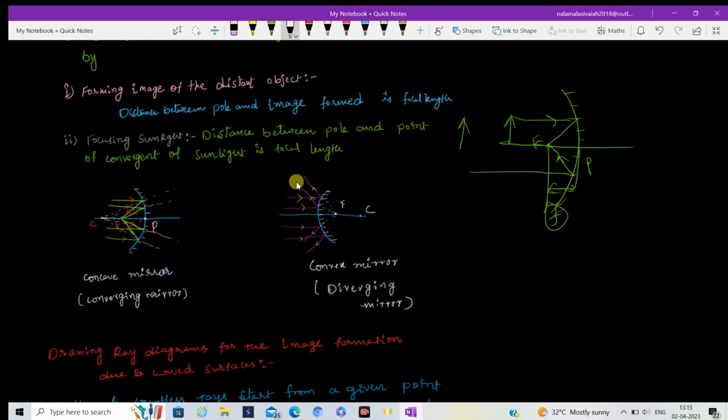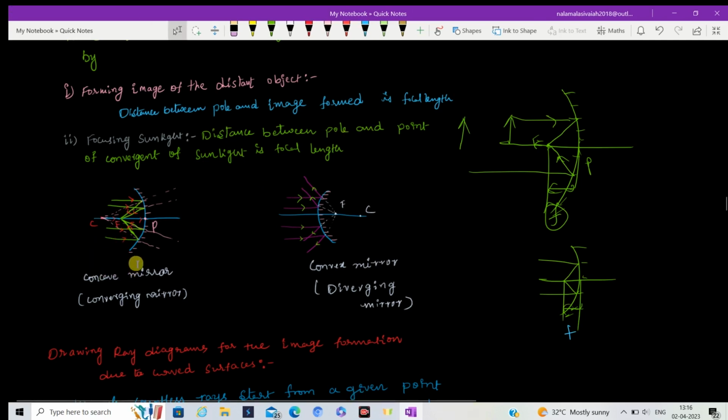By this also we can find out the focal length of the concave mirror. Or you can take the sun's rays. You place the mirror in front of the sun, then light rays are coming. After reflection, those light rays are meeting, then the distance from the principal focus to the pole is called the focal length. So by these two methods, we can identify the focal length of the concave mirror.